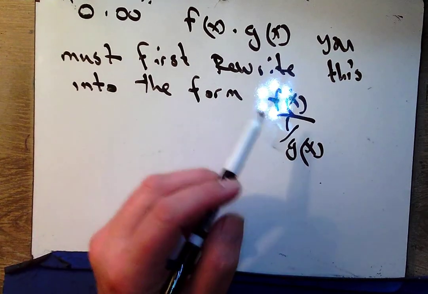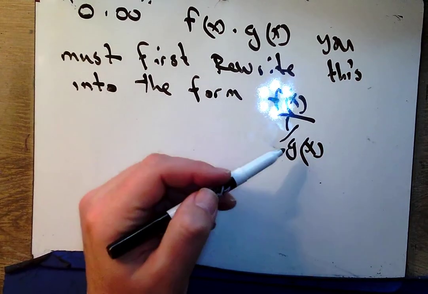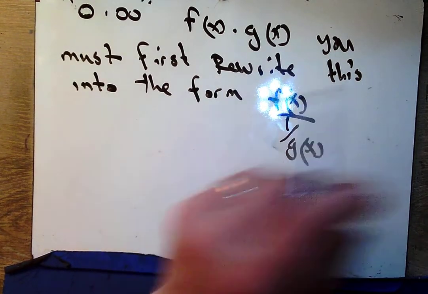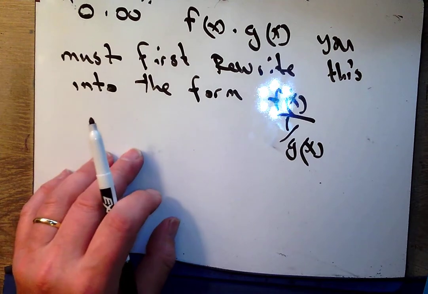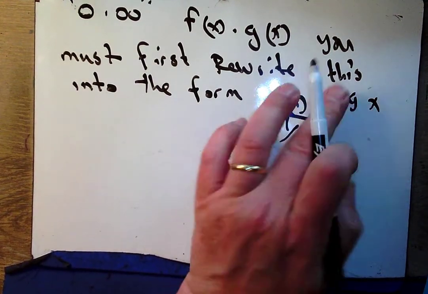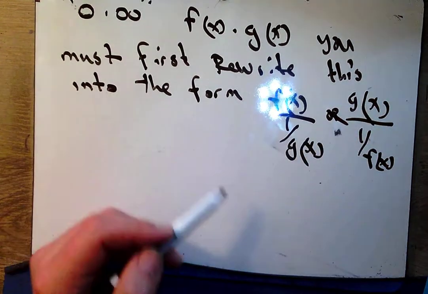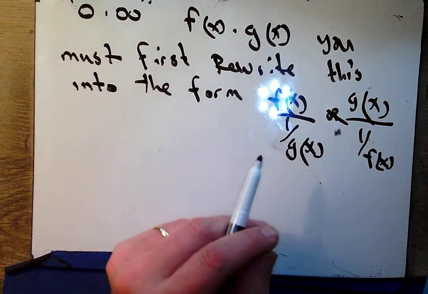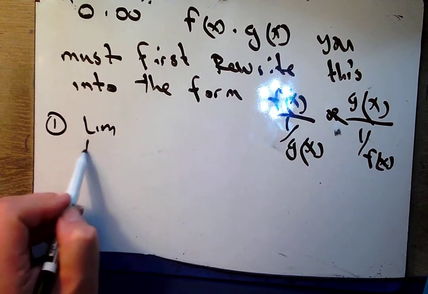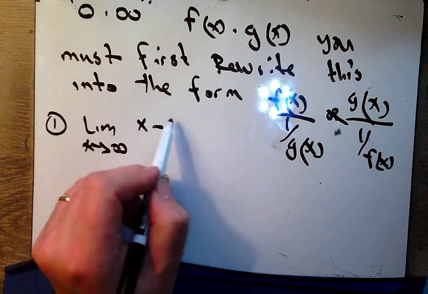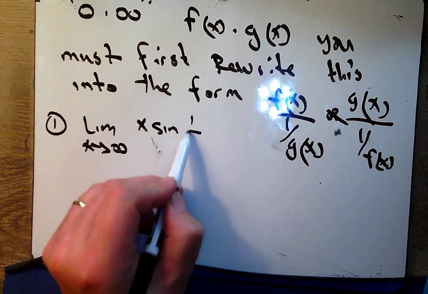Okay, so I have to choose one of my functions to go upside down into the denominator, to have the reciprocal in the denominator. How do I know which function? Well, I'd say whichever one looks easier to work with, because we could also say g of x over 1 over f of x. Doesn't matter which one goes in the bottom, it doesn't matter which one you call f, which one you call g, just move. Okay, so the limit as x heads to infinity of x times sine of 1 over x.